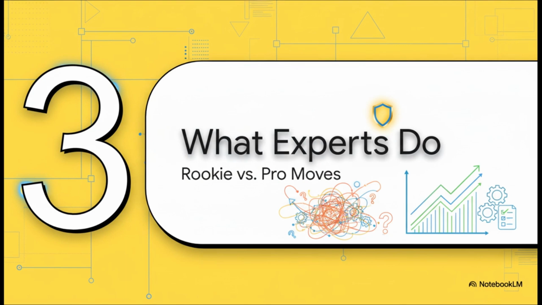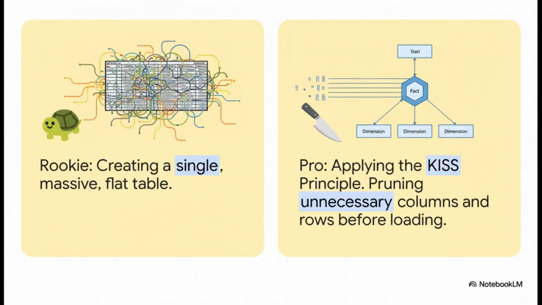All right, now for the real heart of our session today. Let's get into what really separates the beginners from the experts. And it's not about memorizing 100 DAX functions. It's about having a disciplined, smart approach to how you build and optimize. So let's look at some common rookie mistakes and contrast them with what the pros do. First up, modeling philosophy. A classic rookie mistake is just pulling everything into one giant flat table.